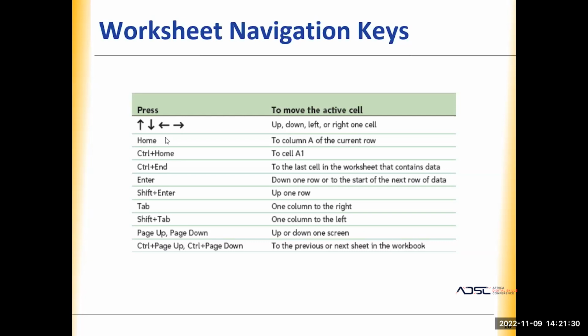On the keyboard, we also have a key called Home. When you tap on that key, it takes you to column A of the current row. Then you also have the Control Home key. These are keys that you can use as shortcuts in Excel. When you get there, you start using them, you try new things, and you see how interesting it is to know some shortcuts in Excel.